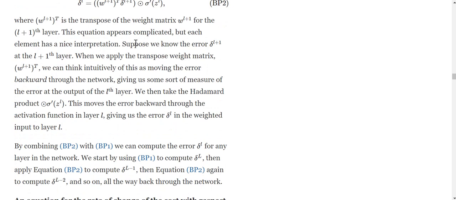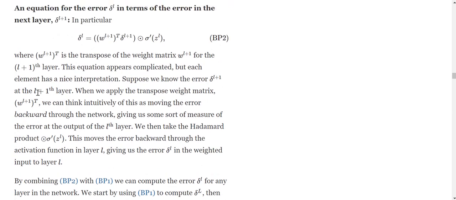So now, suppose we know the error delta L plus 1 at the L plus 1th layer. When we apply the transpose weight matrix, we can think intuitively of this as moving the error backward through the network, giving us some sort of measure of the error at the output of the Lth layer. We then take the Hadamard product with the derivative of the sigmoid at ZL. This moves the error backward through the activation function in layer L, giving us the error delta L in the weighted input to layer L.